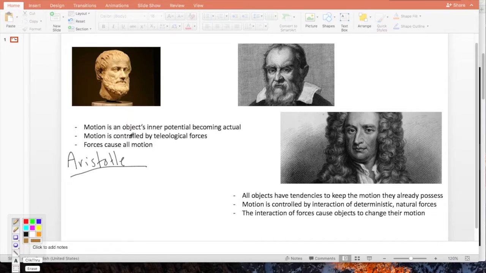He also thought that motion and changes were controlled by what he referred to as teleological forces. This word teleology deals with what we call ends or goals. So he thought that objects had internal natural goals that they were sort of programmed to fulfill. An example to help you understand that.